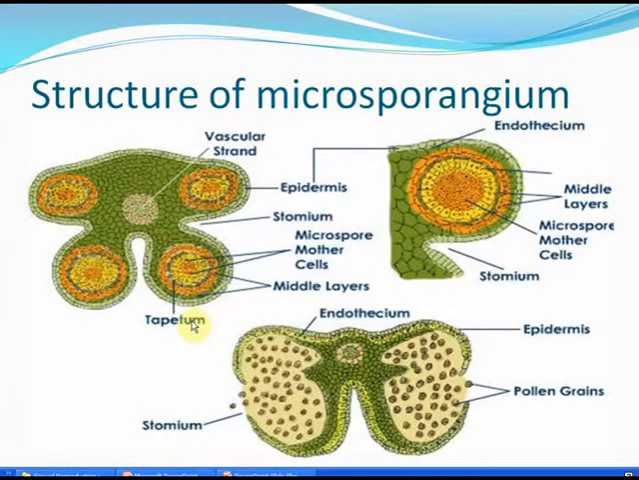Here we see the structure of the microsporangium. It has the tapetum, the vascular strand, the epidermis, the stomium, the microspore mother cells. And this is where the microsporangium has burst and the pollen grains are seen coming out.